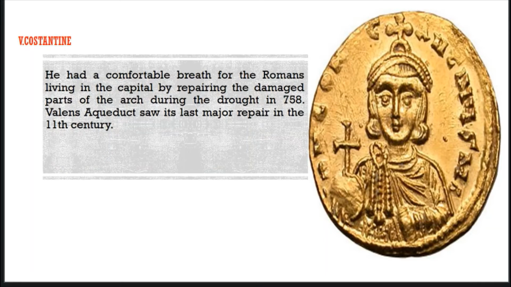During the reign of Constantine V, he provided a comfortable water supply for the Romans living in the capital by repairing the damaged parts of the arc during the drought in 758. Valens Aqueduct saw its last major repair in the 11th century.